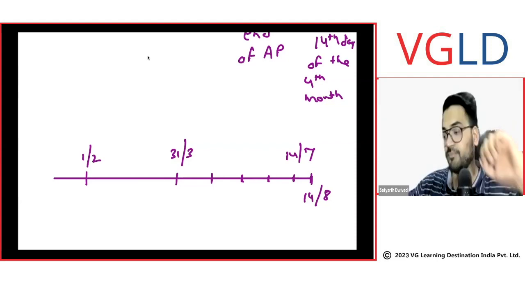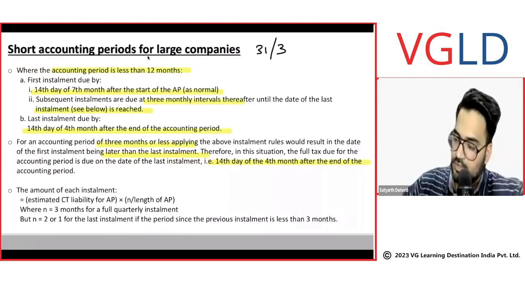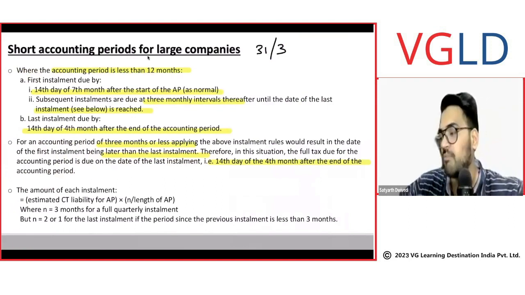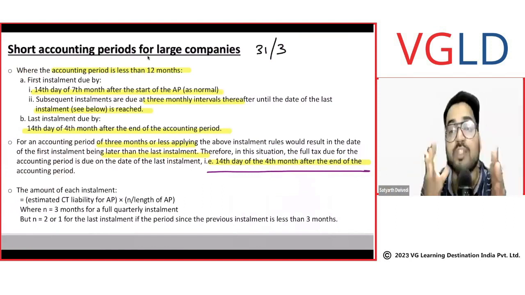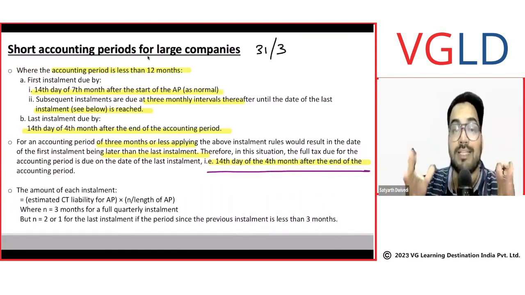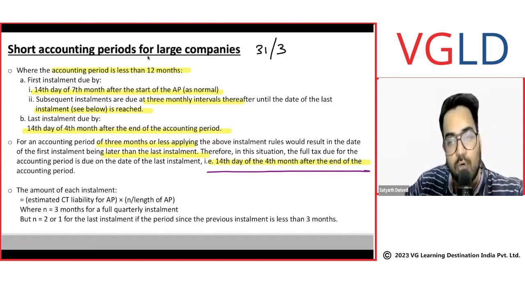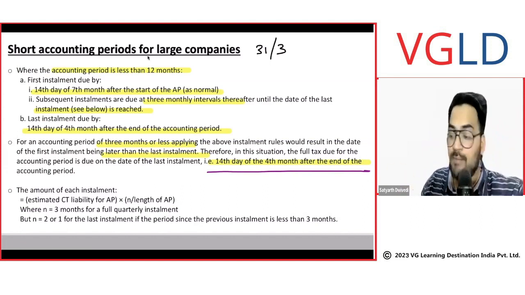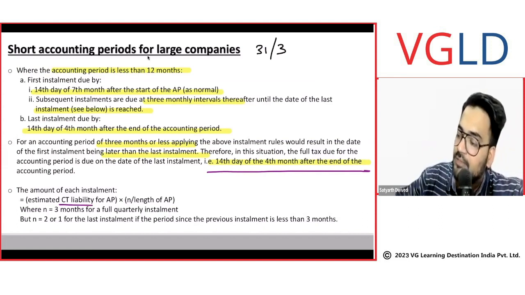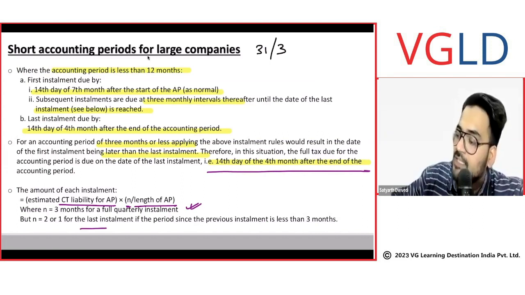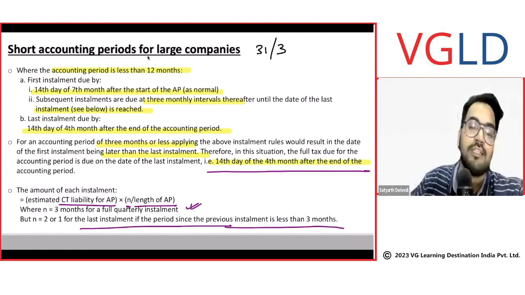This is a problem. And that is why they come up with a solution, right? The solution is that the full tax due for the accounting period is due on the date of the last installment, which is the 14th day of the 4th month. So if it's a short AP of 3 months or less, then the entire tax will be paid on the 14th day of the 4th month. How do you calculate the amount of each installment? Estimated liability into n upon length of the AP, where n is 3 for a full quarterly installment and n is 2 or 1 for the last installment if the period since the previous installment is less than 3 months.